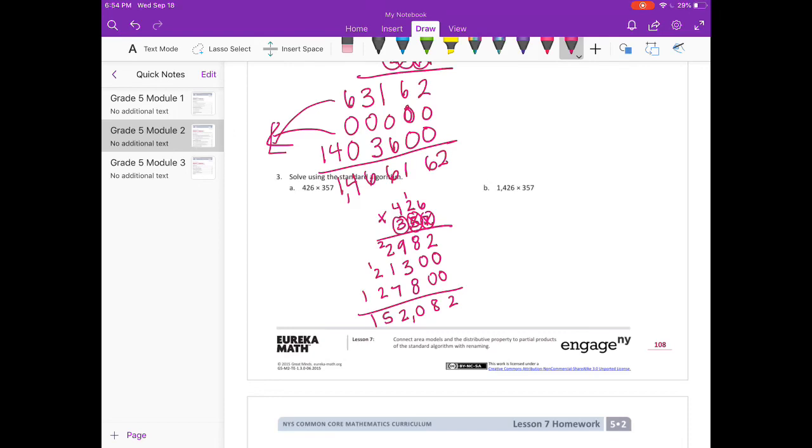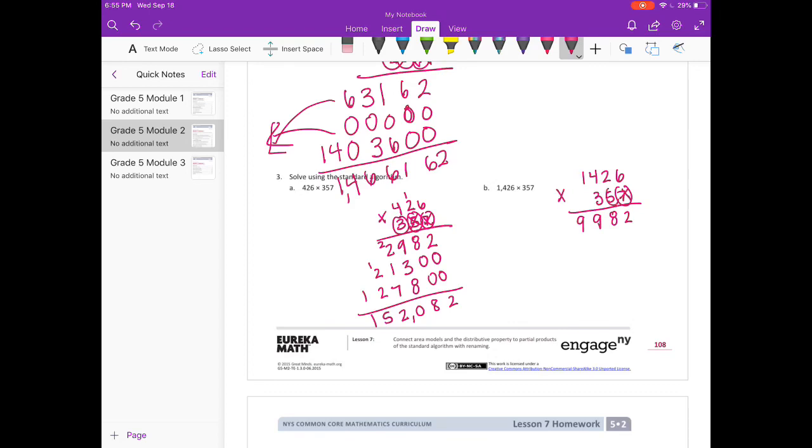Part B, 1,426 times 357. So starting with the 7. 7 times 6 is 42. Carry the 4. 7 times 2 is 14, plus 4 is 18. Carry the 1. 7 times 4 is 28, plus 1 is 29. Carry the 2. 7 times 1 is 7, plus 2 is 9. Get rid of what I've carried.